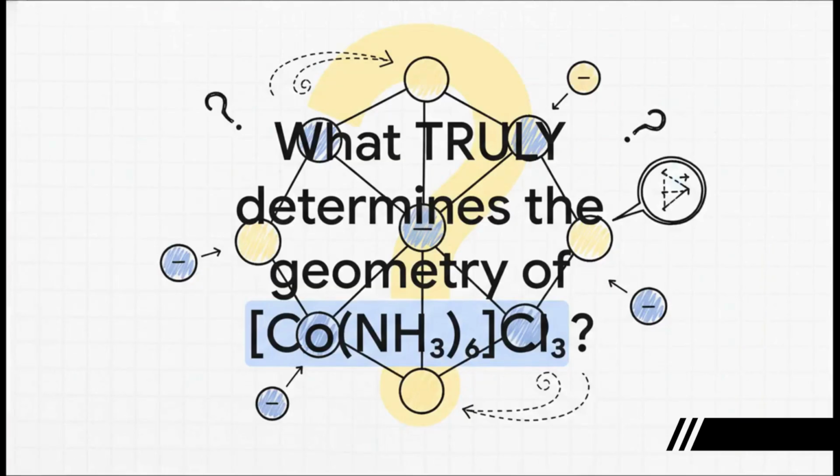Take a good look at this. It looks pretty simple, doesn't it? But I'm telling you, a tiny misunderstanding right here, that's the difference between a top percentile score and just being average. So what really decides the shape of this compound? Is it the 6 ammonia molecules inside? Or do those 3 chlorine ions on the outside have a say too? Think about it, because your answer reveals a lot about how prepared you really are.